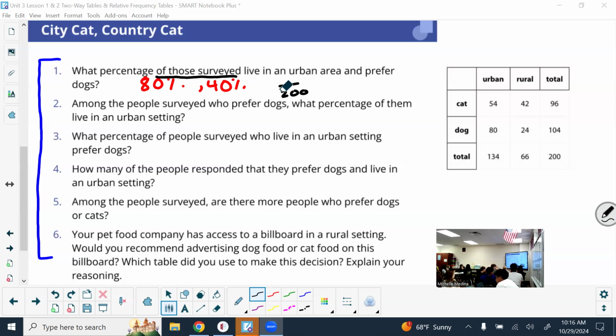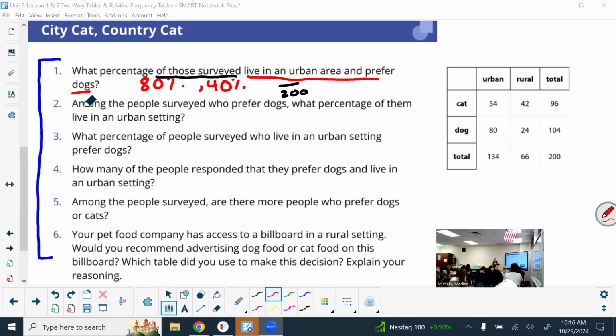So remember, the percentage should never be over 100%. So if you have a bigger number in the numerator, then there's something wrong. But it says of those surveyed. So usually any phrases following the word of or among those, given that, tells you what you should be dividing out of. It won't always be the grand total, but in this one it is. So it says of those surveyed, live in an urban area and prefer dogs. So 2 characteristics at once.